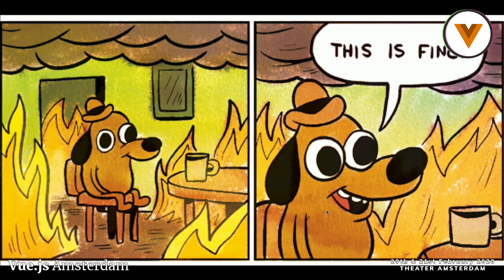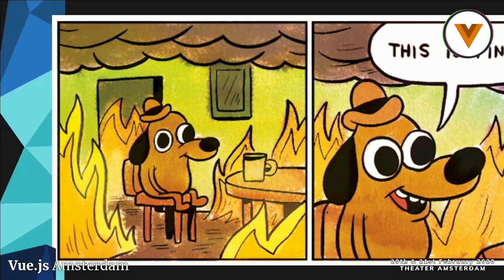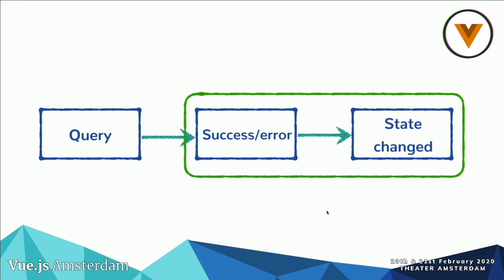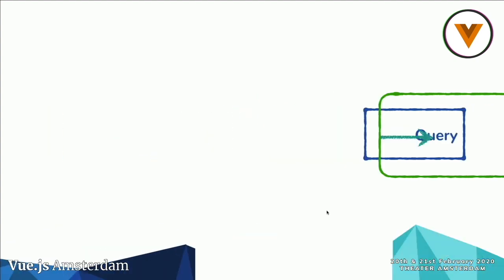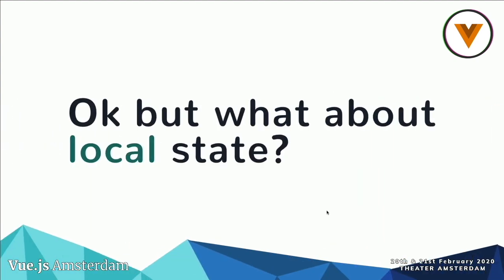Could it be somehow different on a non-Flux architecture? Well, yes. With Apollo client, you have a query, you have a success and error state and a state change, and I have this green frame there because this part is performed automatically. You are not doing anything manually to store the results to the actual local store. It's done for you by Apollo client. OK, this is for GraphQL API calls.